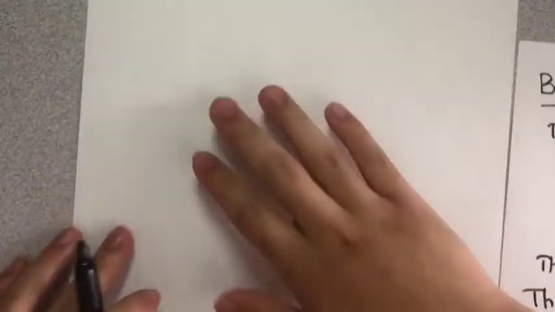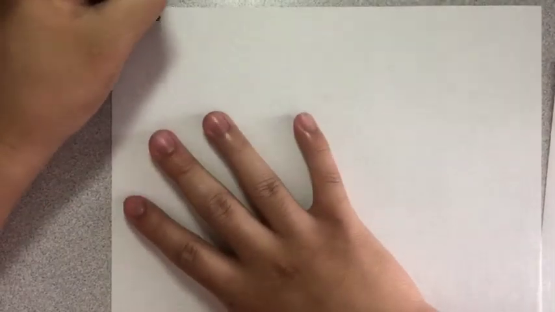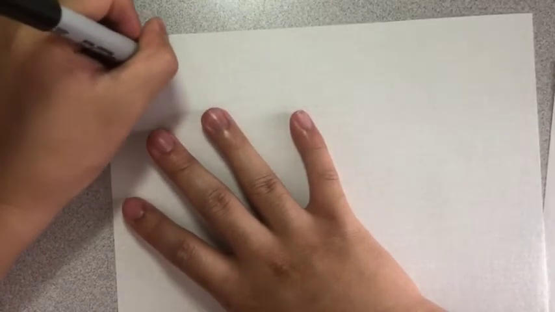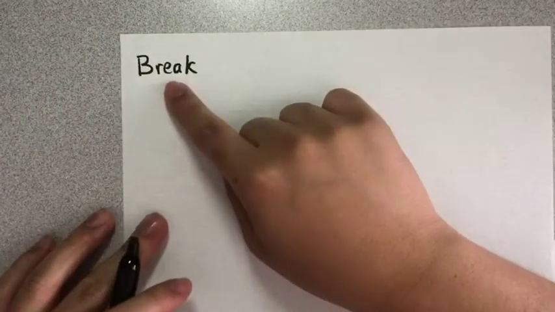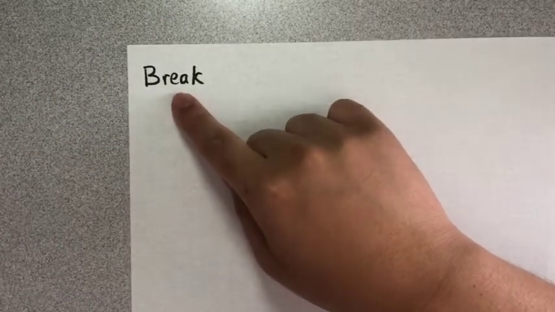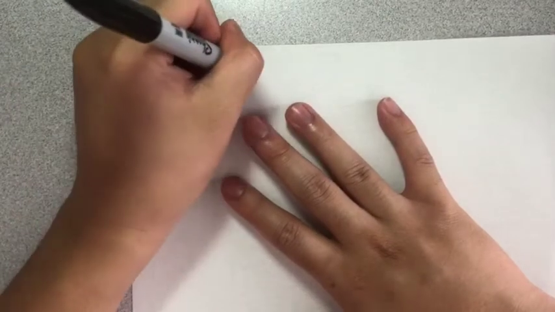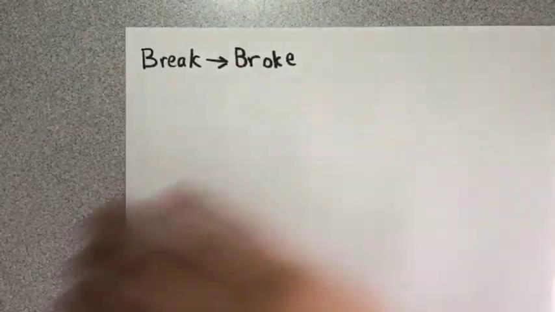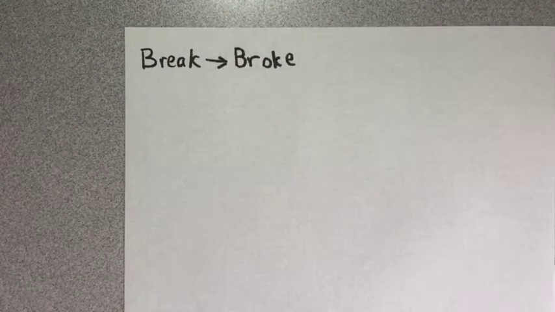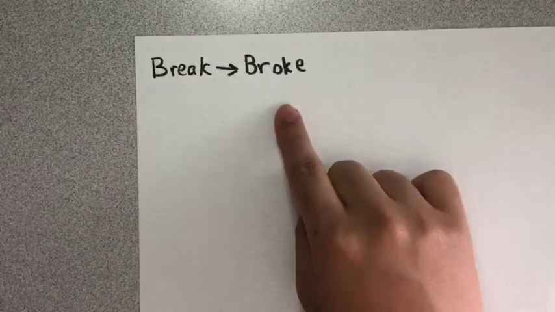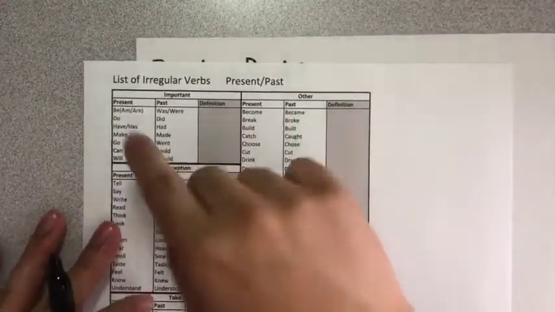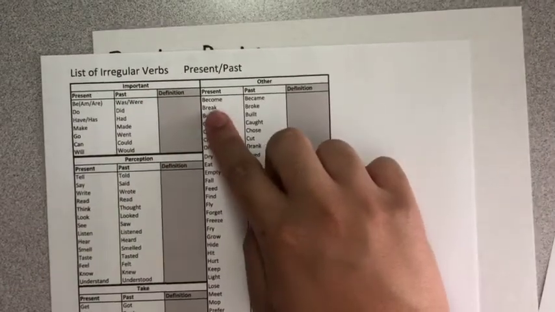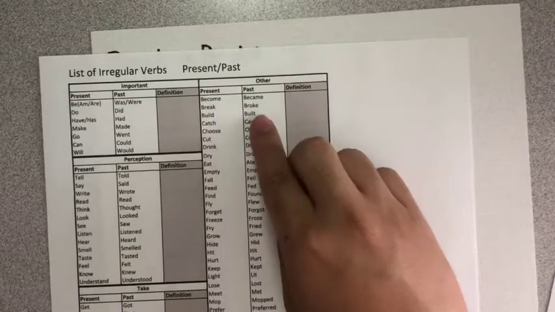All right, so I also need to teach you present and past tense. In the present tense for verbs, we have the word break. Break is a verb. The past tense of break is broke. Break and broke. So now is a good time to look at your list of irregular verbs. The word break is on the list. It's right here. Break, broke.